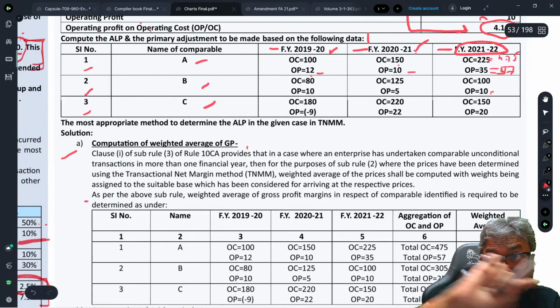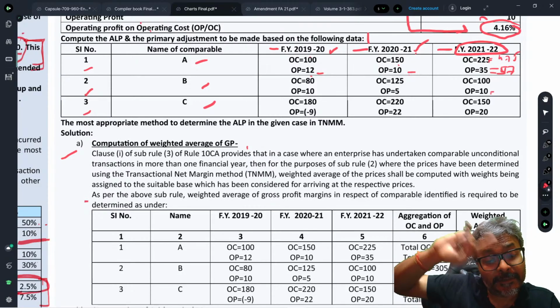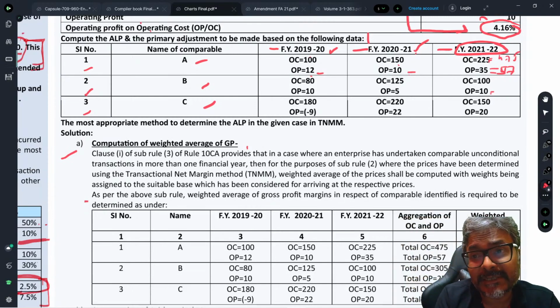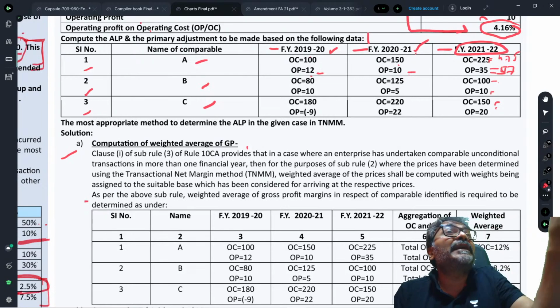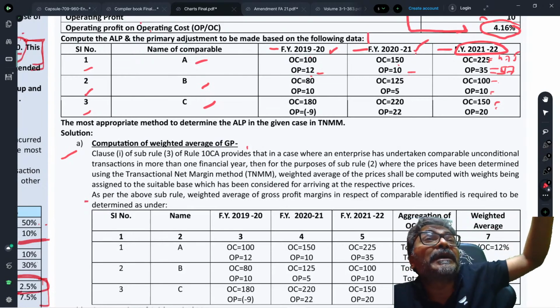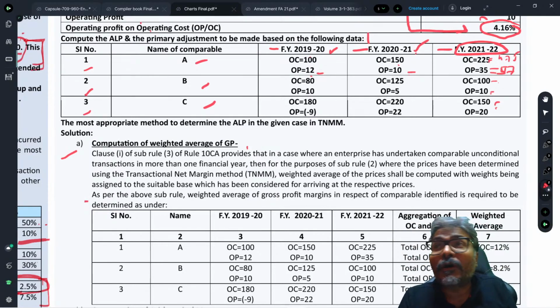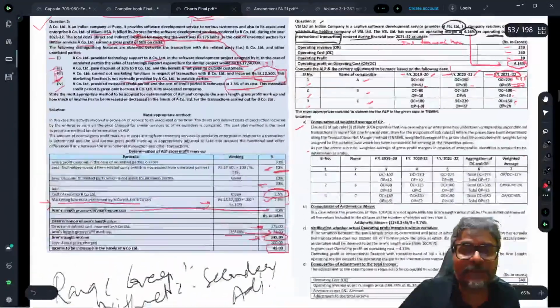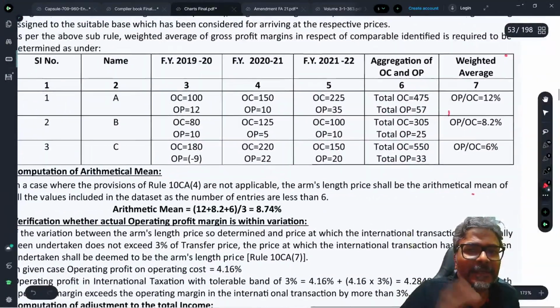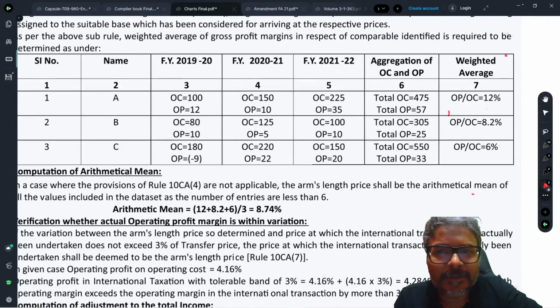Take the total of all operating profit and all the operating costs. Please take the total for all the 3 years. So the 3 years data of the operating profit and the 3 years data of the operating cost, you will take that into account. And once you have taken this into account, then you take the weighted average. Now you get the margin, students.